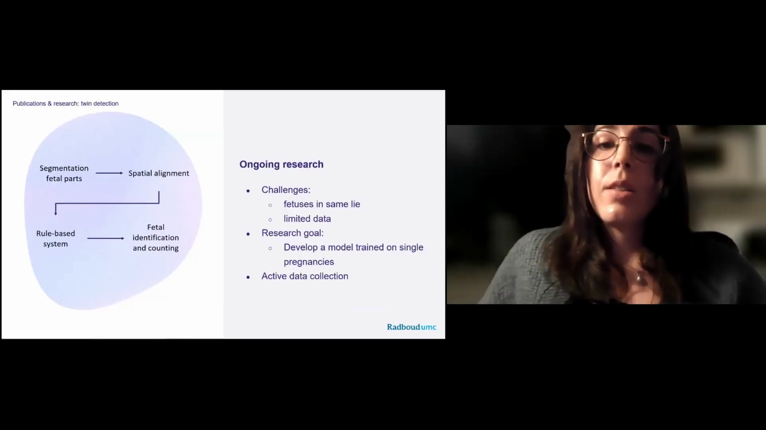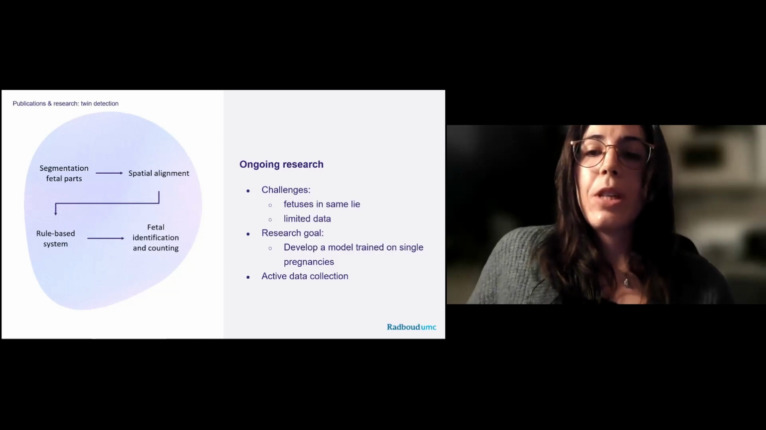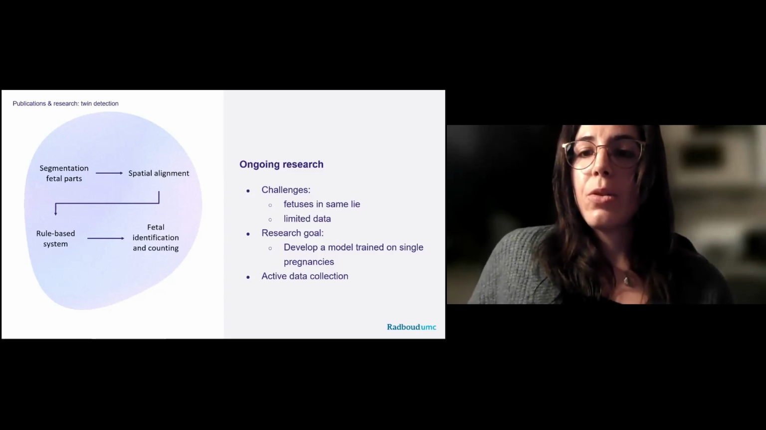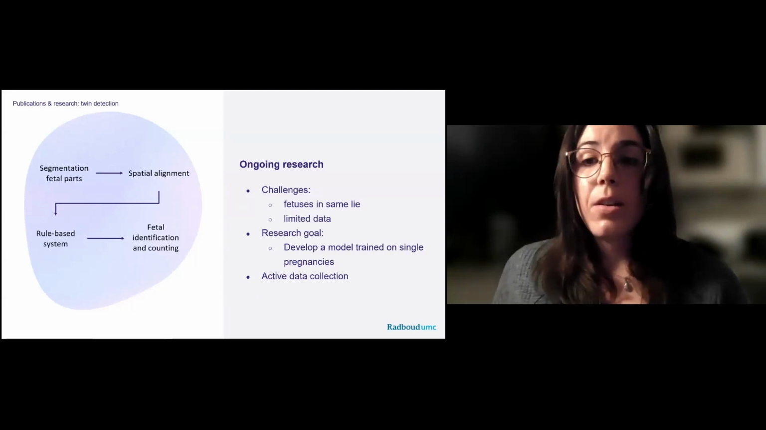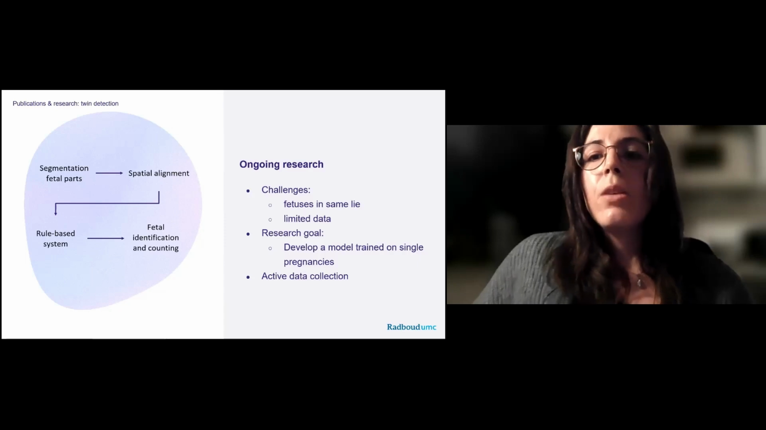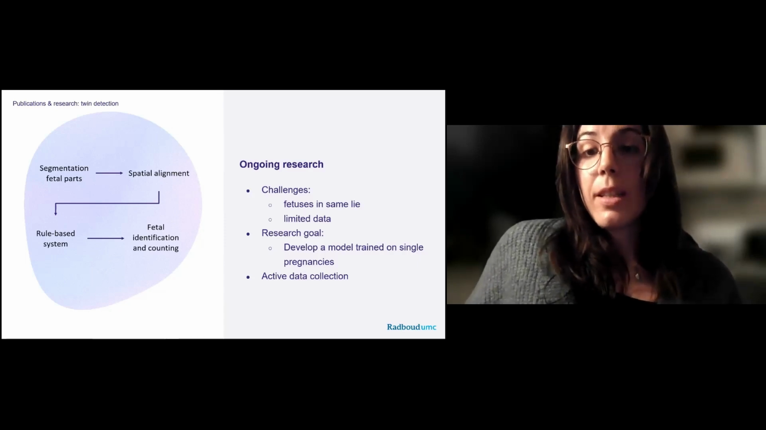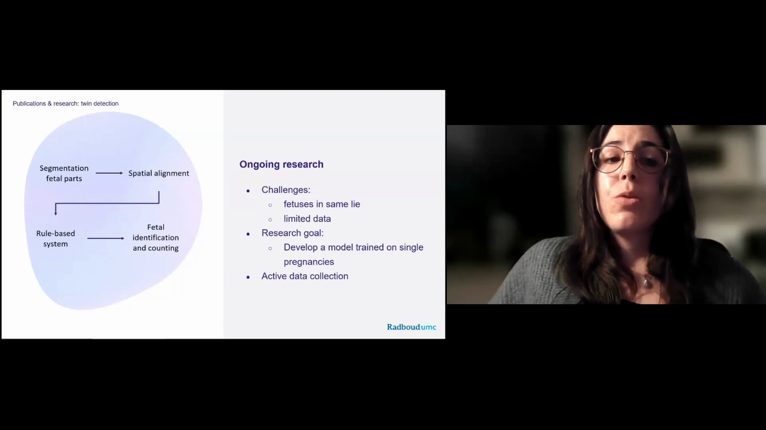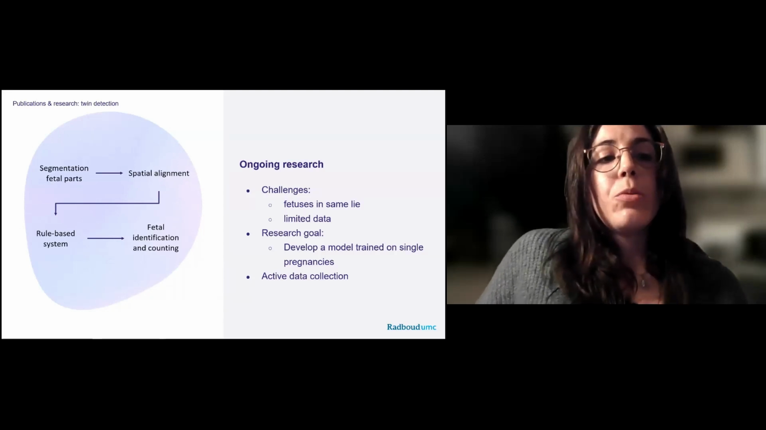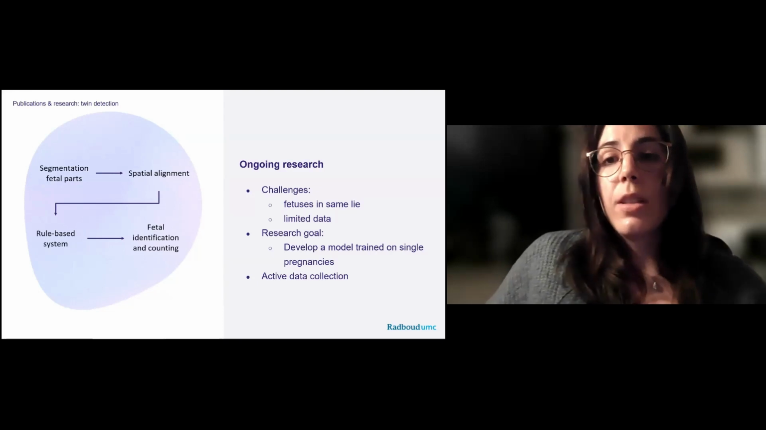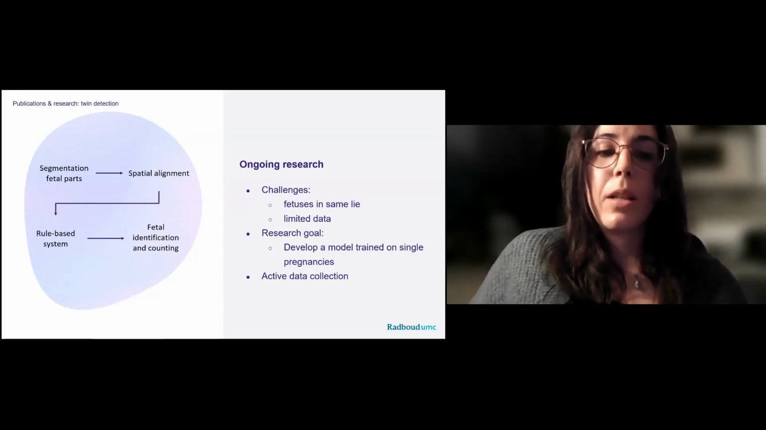The twin detection is currently ongoing research, because one of the challenges is fetuses that lie in the same position. You can imagine that having two heads and two torsos next to each other, the previous approach runs a bit short. Another challenge is that in our whole data set, because of its low incidence, we have a low amount of twin cases. So we are now working towards the development of a model that can be trained mainly on single pregnancies. Instead of a frame classification approach, we are now working on a segmentation approach, in which we segment different fetal parts. We align them in space, and through a rule-based system, we can identify each of the different fetuses and count them to know whether this is a single or multiple pregnancy.